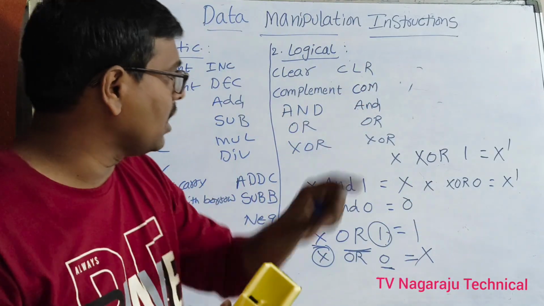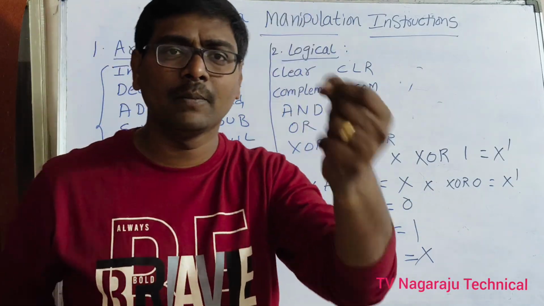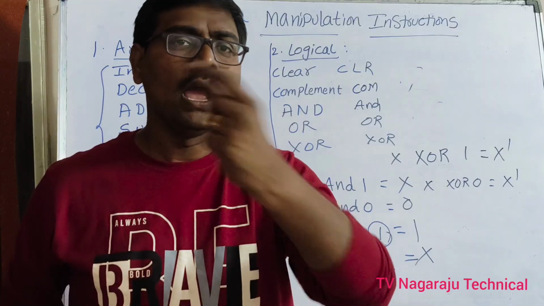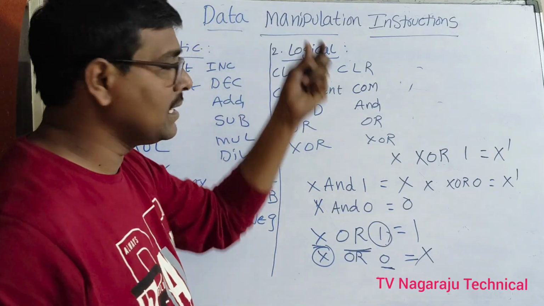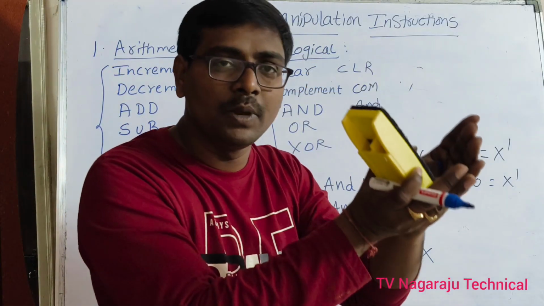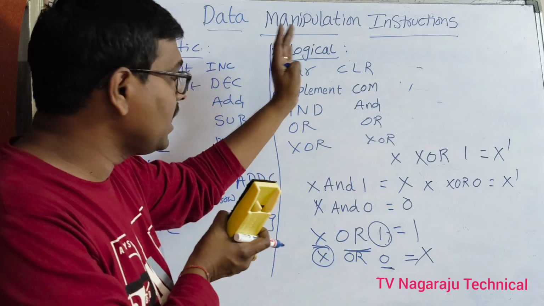Simple thing. We already discussed all the arithmetic micro operations, and logical shift is already completed. Here the concept is what the different data manipulation instructions are. We are segregating them in that fashion.